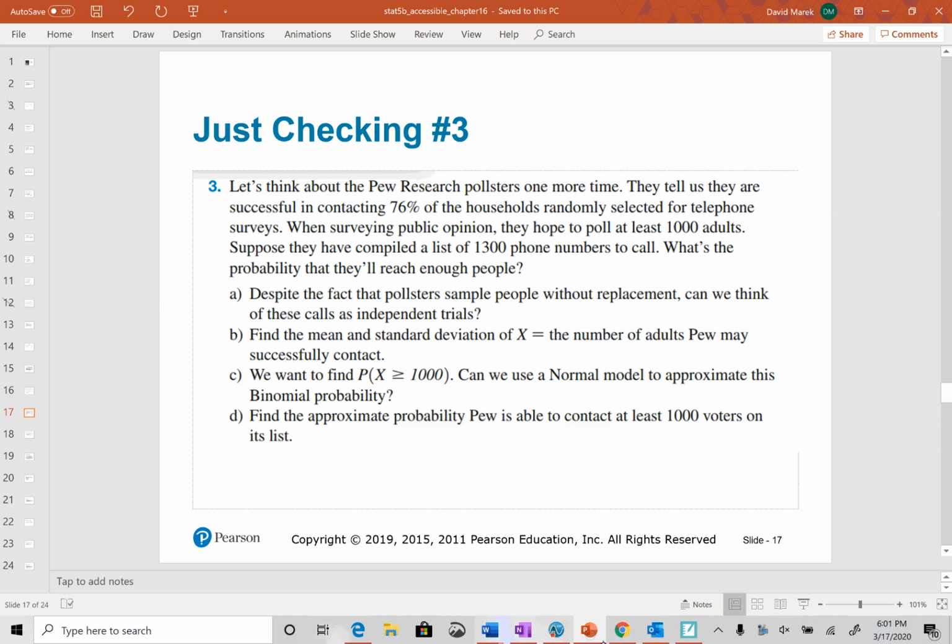So then for part D, do the actual calculations. Find the approximate probability that Pew is able to contact at least 1,000 voters on the list.